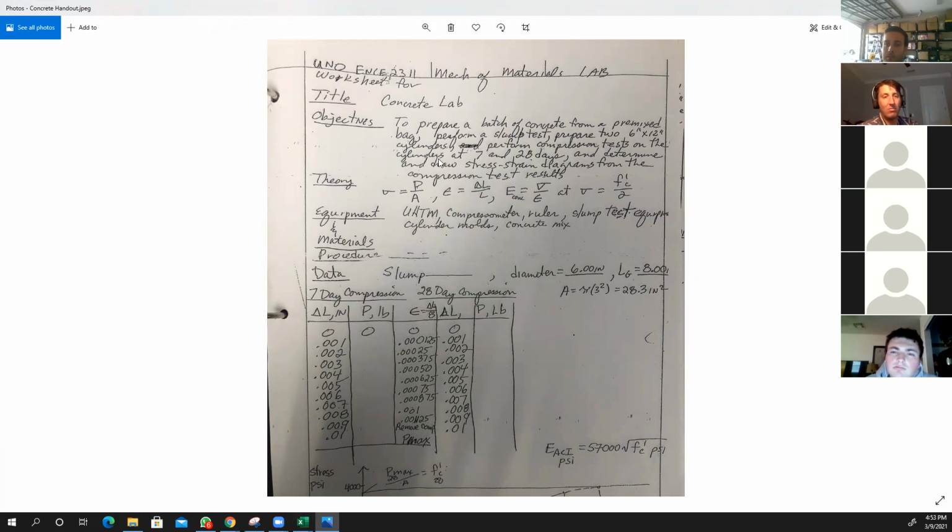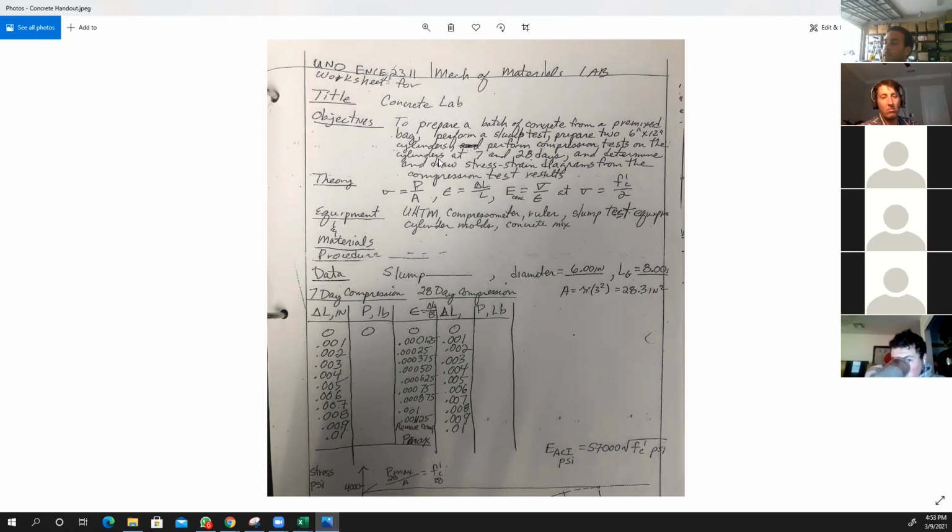This is what we did in the first lecture. We prepared a concrete batch from pre-mixed bags. We made 2 samples. We should have done the testing today, but since the machine is not working, we are not able to do the 7-day testing. Hopefully, we're gonna get the machine back in operation sometime soon, so we can perform the tensile and the compression.